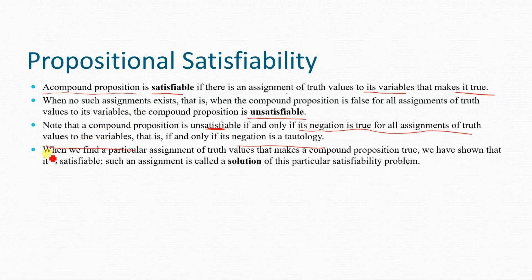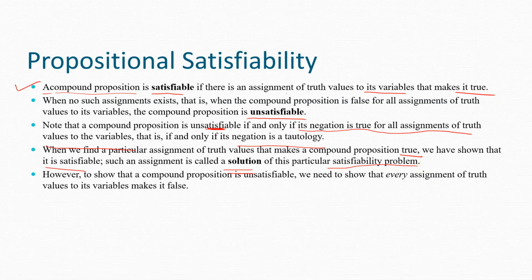So there is another point. When we find a particular assignment of truth values that makes a compound proposition true, we have shown that it is satisfiable by the definition of satisfiability. Such an assignment is called a solution of this particular satisfiability problem. However, to show that a compound proposition is unsatisfiable, we need to show that every assignment of truth values to its variables makes it false.